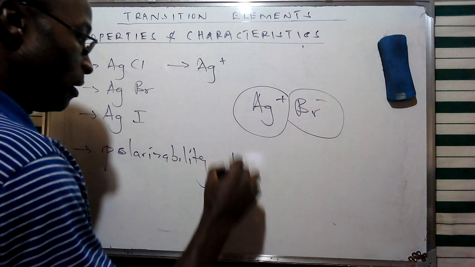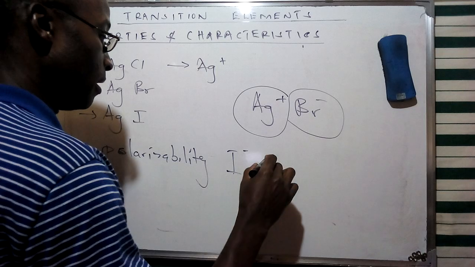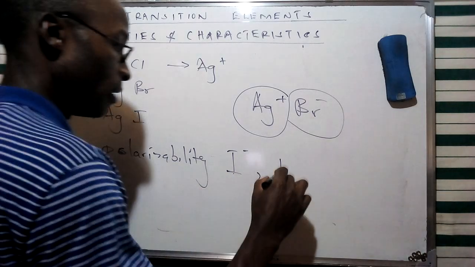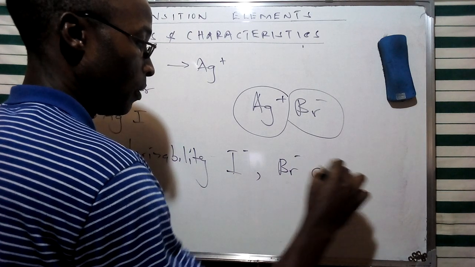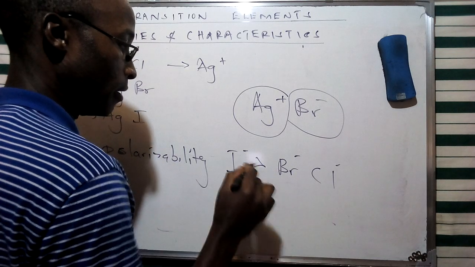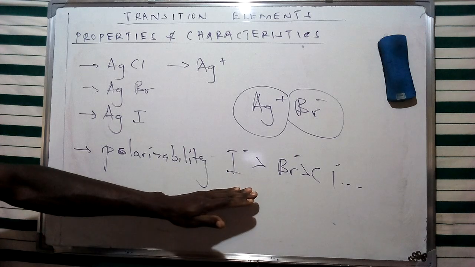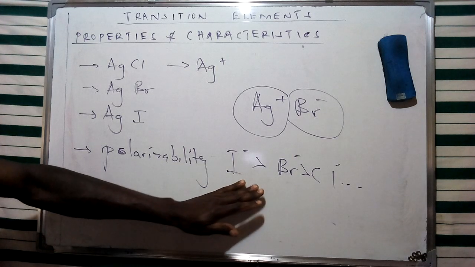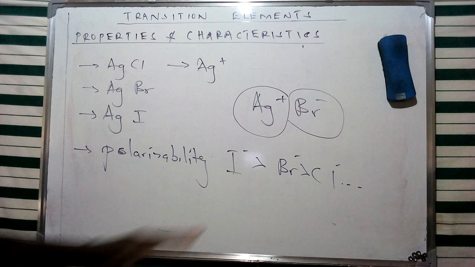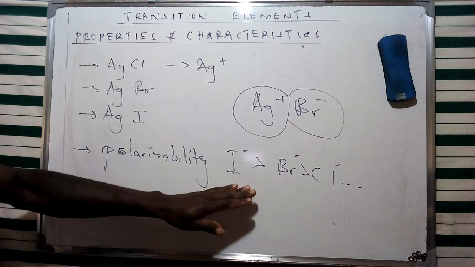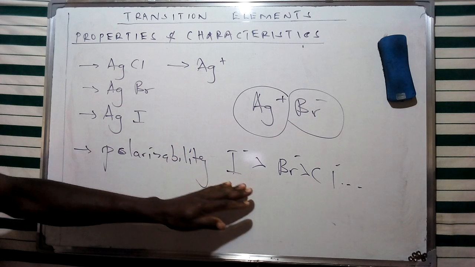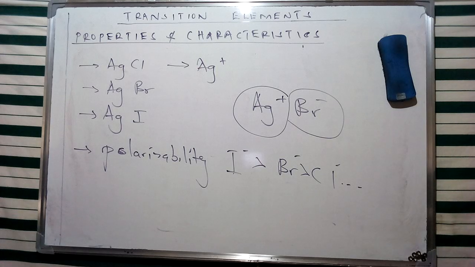So if we consider the iodides, the bromides, and the chlorides, we're going to have them increase in polarizability using this specific trend. The more polarizable an ion is, the more colored it will be. So in this case, we expect that silver iodide is going to be more colored compared to the other silver compounds which are going to be formed.